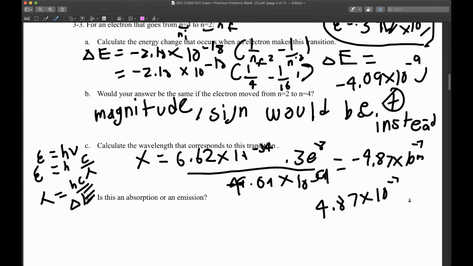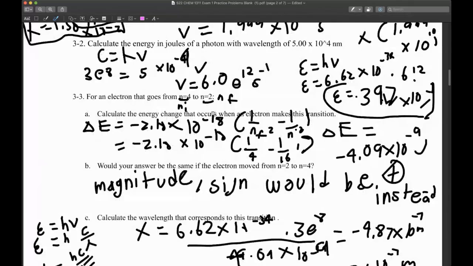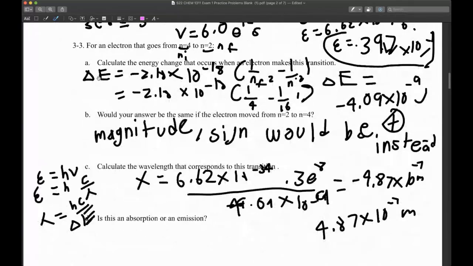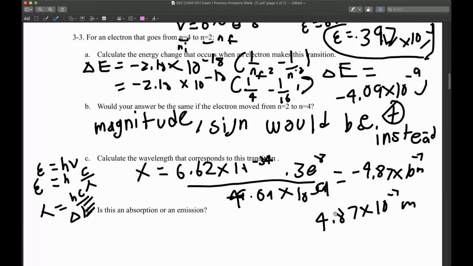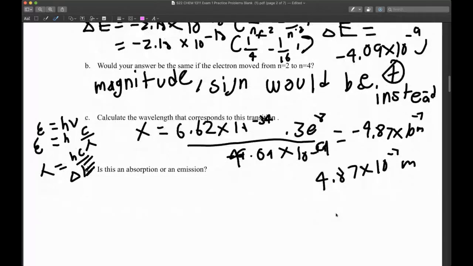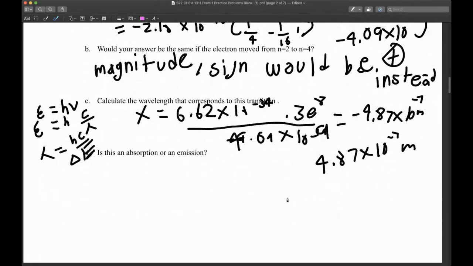Well, we got a negative because we said that this was an emission, right? So since our magnitude of delta E was negative, calculation-wise, we get a negative value. But conceptually, there's no such thing as a negative wavelength, right? Because you can't have negative length. So therefore, you just take the positive value of that. So that's the answer.